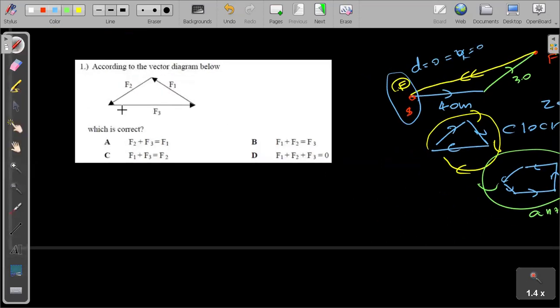See, anywhere you start, 1, 2, 3, and come back to the place. That means F1 plus F2 plus F3 gives you the resultant, and the opposite.